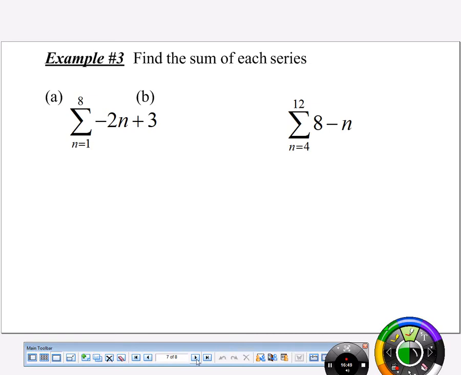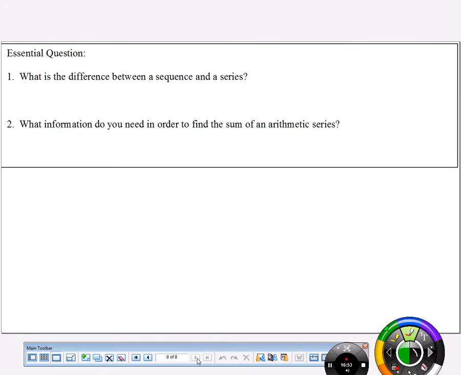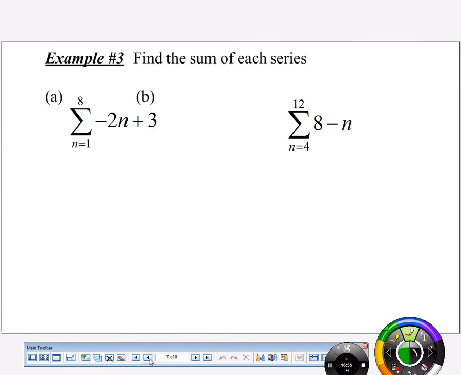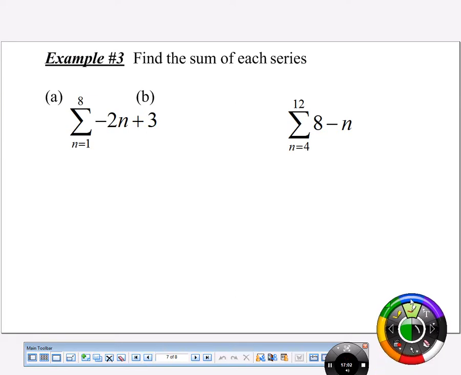So now we're going to go ahead and find the sum of each of these series. Go back one. Okay, so notice these are written in sigma notation, but we can still use our sum formula to help us find it if we don't want to write out all the terms.